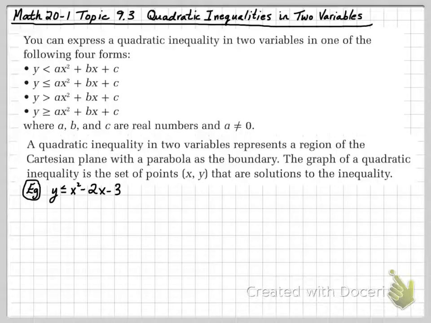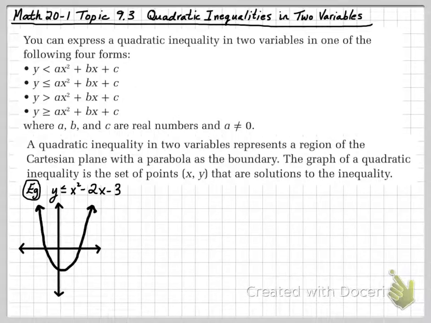Now, if we looked at y being less than or equal to x squared minus 2x minus 3, what would we do? We would graph y equals x squared minus 2x minus 3. And since we want where it's less than, we're going to shade in everything below that graph. That's our solution region.